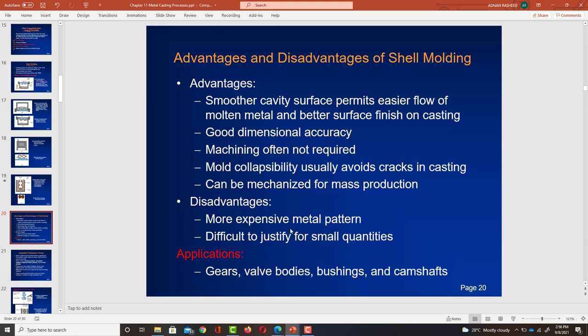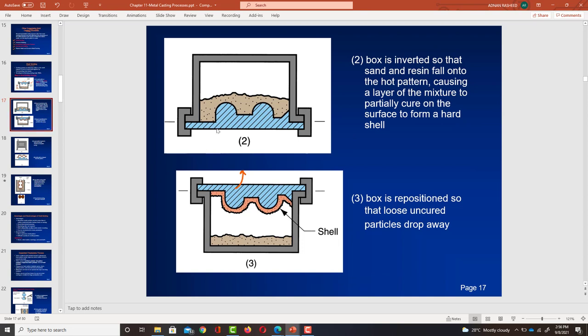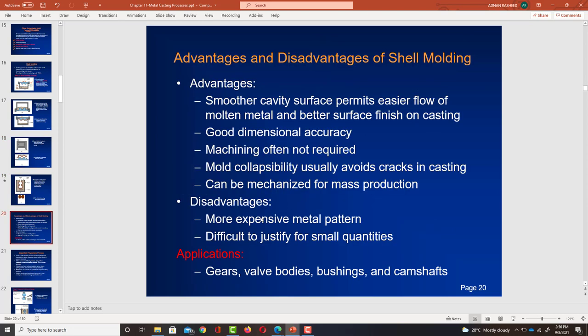Disadvantage is that a more complex metal pattern is required. ठीक है ना, अगर आपको ये use करना है तो इसके लिए आपको complex metal pattern बनाना होगा. That will be also costly. ठीक है ना, and difficult to justify for small quantity. और small छोटे quantity को बनाने के लिए ये process जो है वो feasible नहीं है, क्योंकि आपको उसके लिए metal pattern बनाना पड़ेगा. So it is not justifiable for parts that are produced in small quantities.